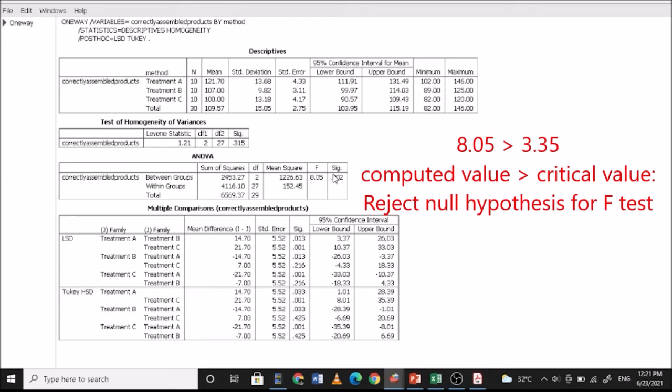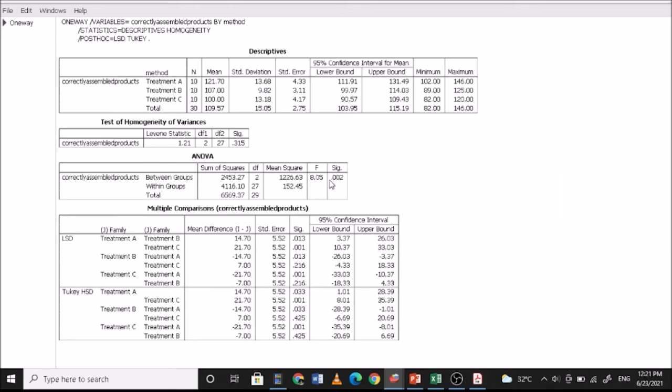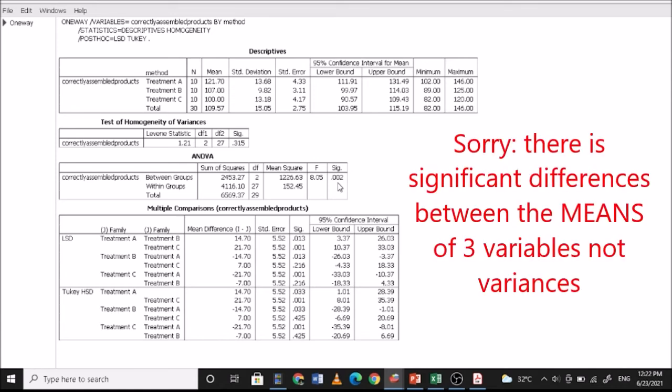Okay, and if we check actually your ANOVA, the sig is 0.002, which is less than 0.05. Okay, so there is significant difference between the three means.